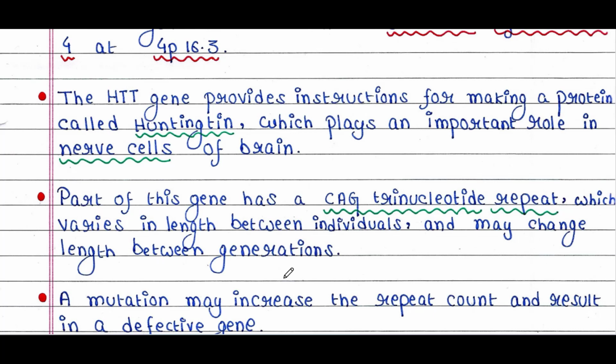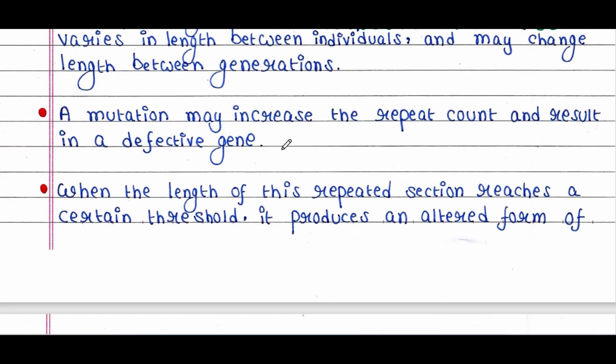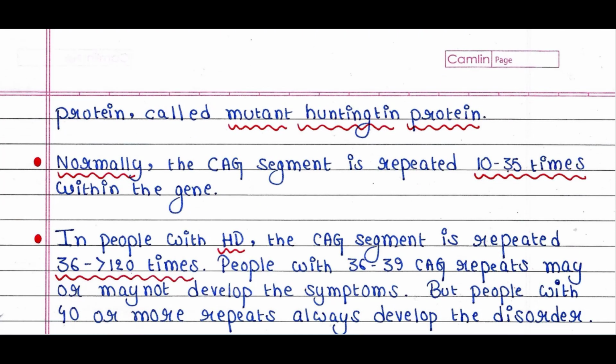That means you may have 15 such repeats, I may have 18, just like this. And it can be changed in different generations. Like your father may have 16 such repeats and you may have 15. So, a mutation may increase the repeat count and result in a defective gene. When the length of this repeated section reaches a certain threshold, it produces an altered form of protein called mutant Huntingtin protein. So we will see the number game now.